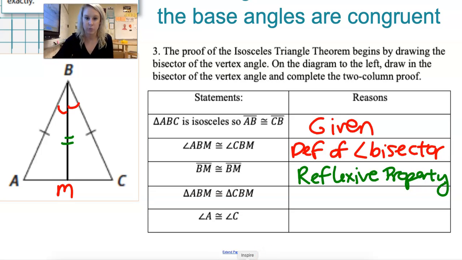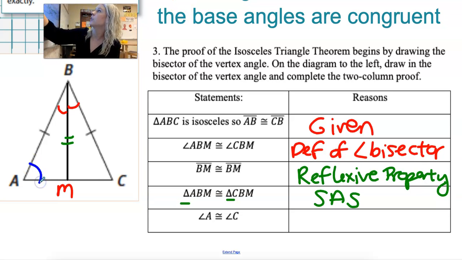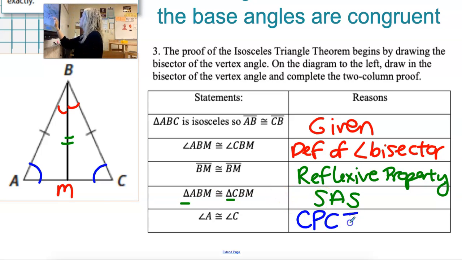Okay. The reason I know the triangles are congruent is the side, angle, side stuff we learned. I have a side, and then an angle, and then a side. So that would be side, angle, side. And then the reason I know that angle C is congruent to angle A, right after that, would be CPCTC: corresponding parts of congruent triangles are congruent.